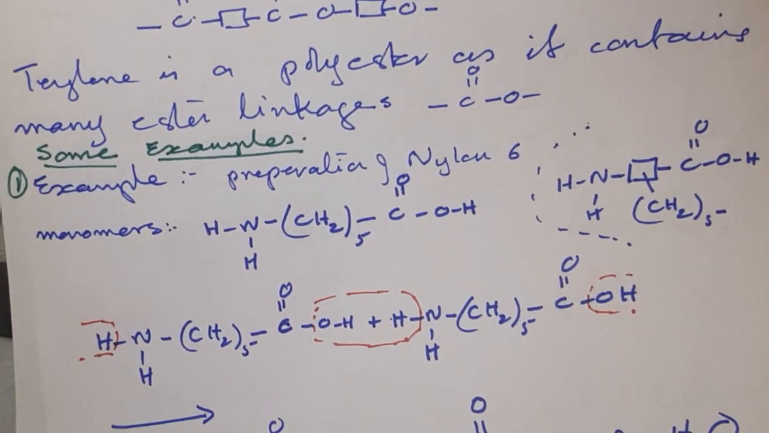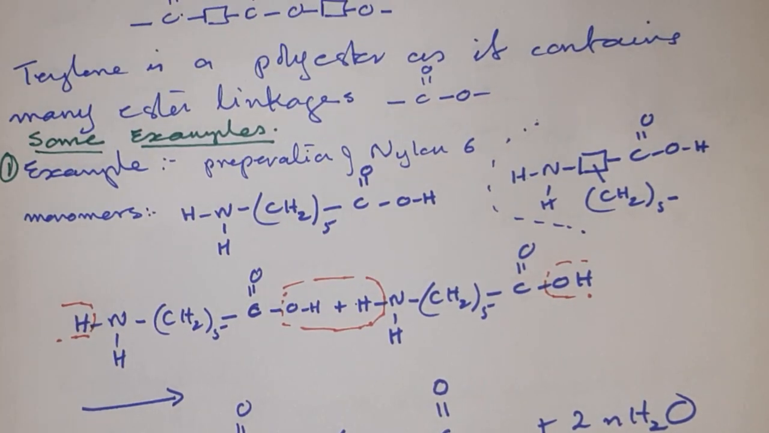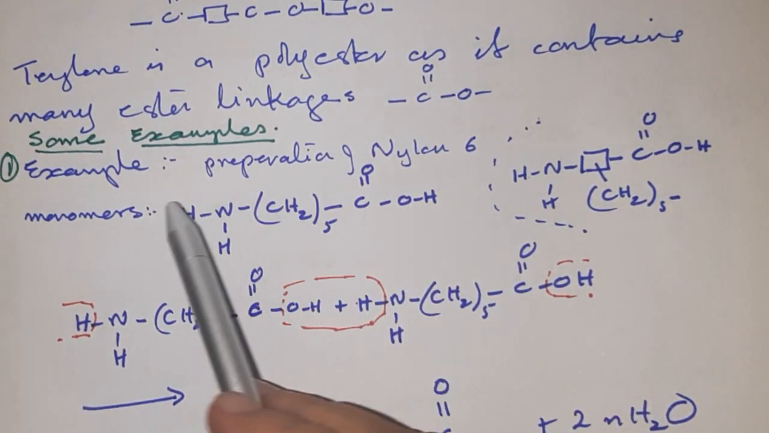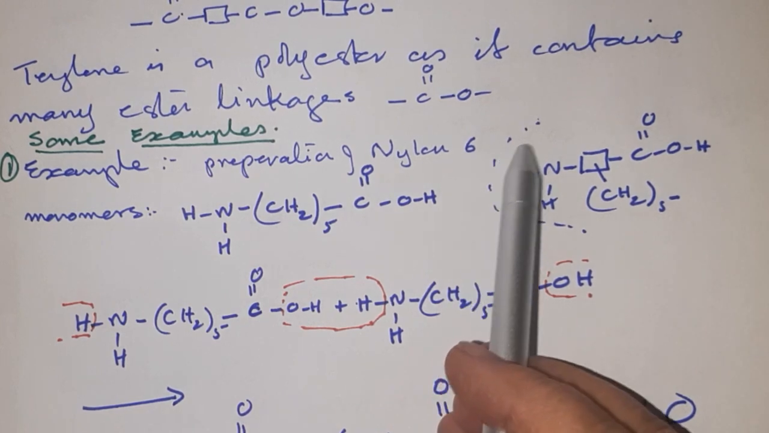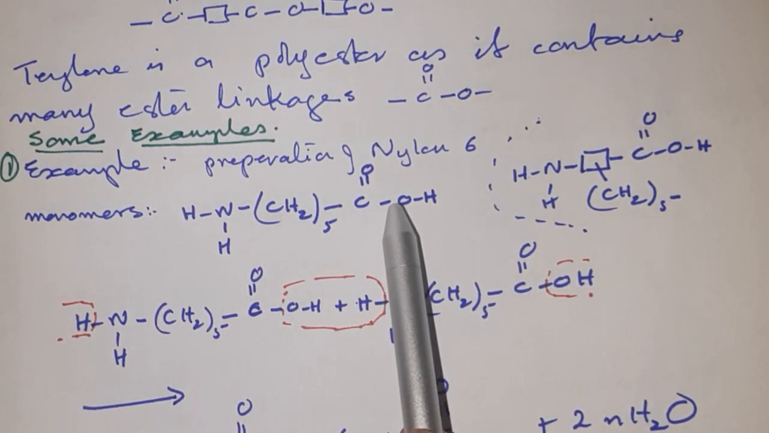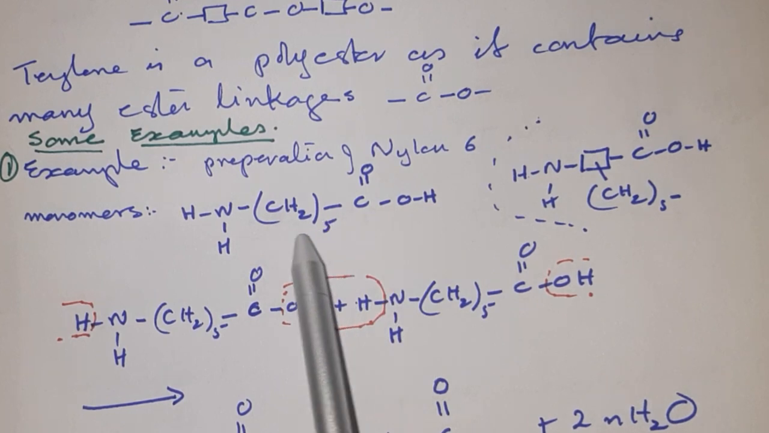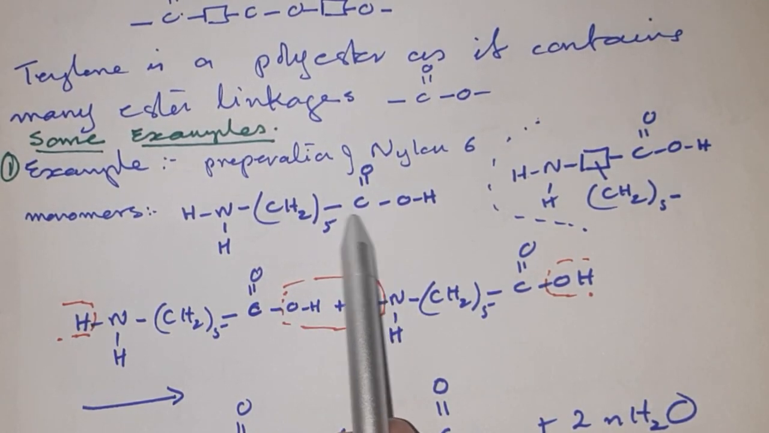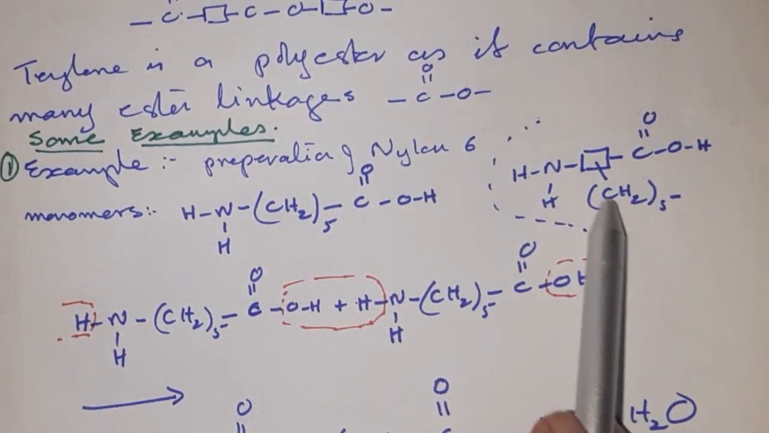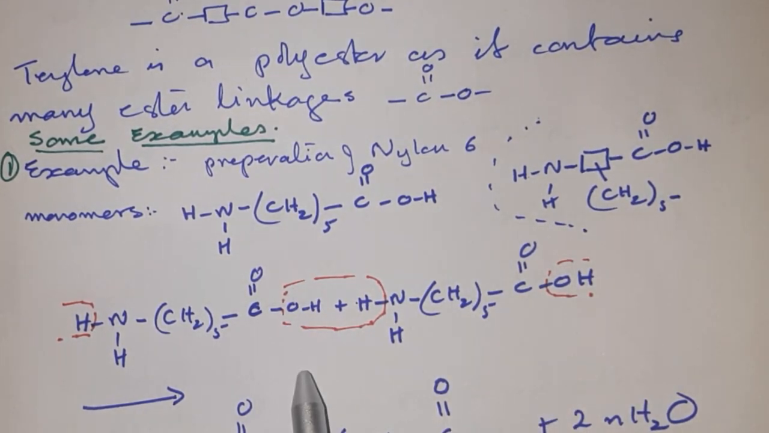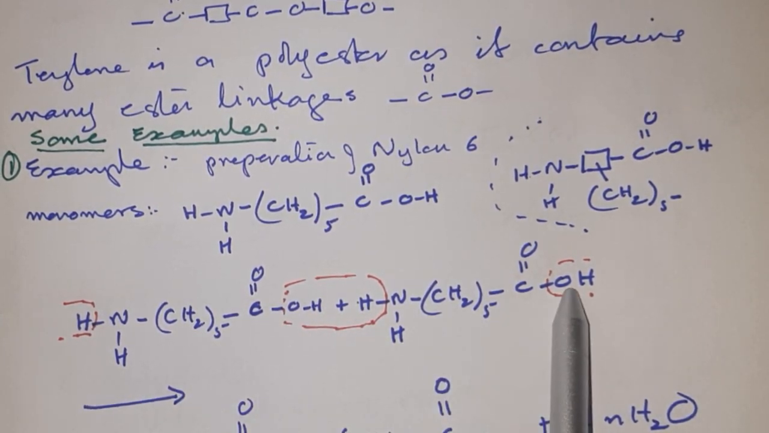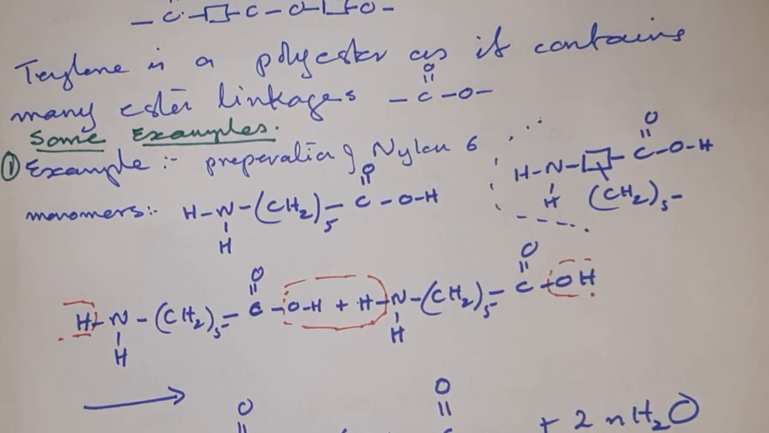Now some examples, that is preparation of nylon 6 from its monomers. These are just examples. Why do we call it nylon 6? Because you can see these are the 5 CH2 groups and 1 C over here, so all together they make 6. When they condense together, there is removal of a water molecule from here, and these are the repeat units. So it comes out like this. So its name is nylon 6.